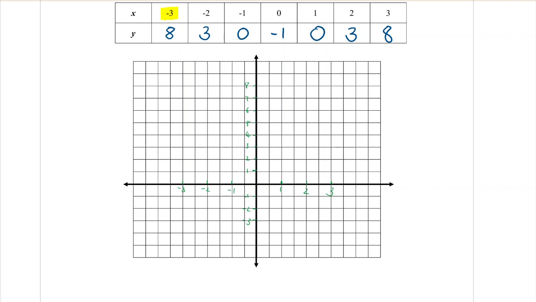Our first one was minus 3, 8. So remember, x-axis first. Go across to the minus 3 and then up to 8 and put a dot or a cross if you prefer. The second one is minus 2 and then up to positive 3, put a dot. Minus 1, 0, means it's still sitting on that axis right there. Next one was 0 down to minus 1, put a dot.